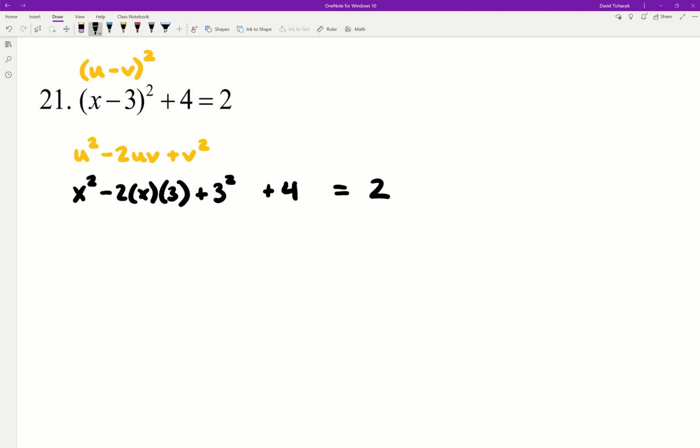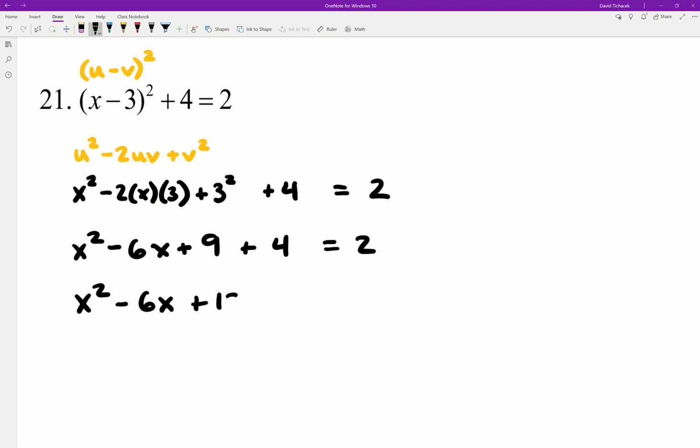And so just figuring out what this is going to be, this is going to be x squared minus 6x plus 9, and then plus 4 is equal to 2. The 9 plus 4 is going to make the 13. And that is equal to 2.